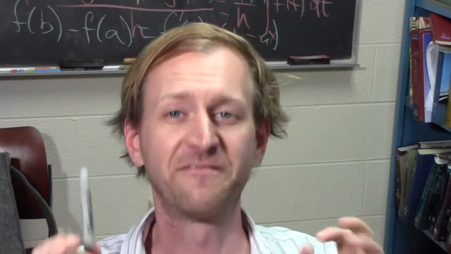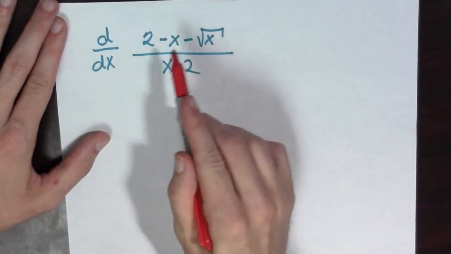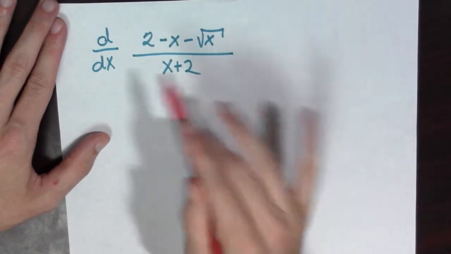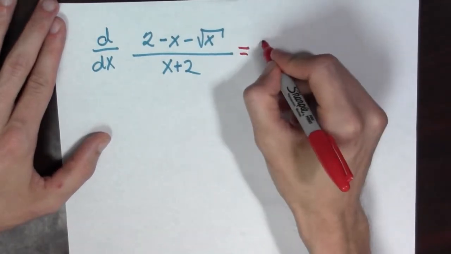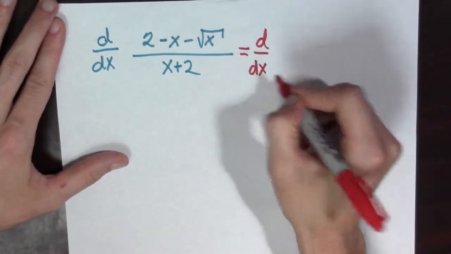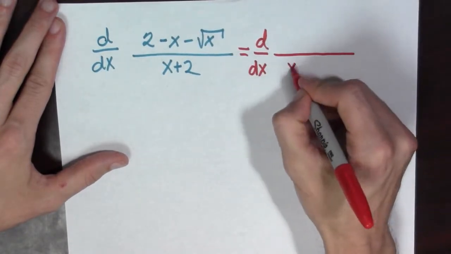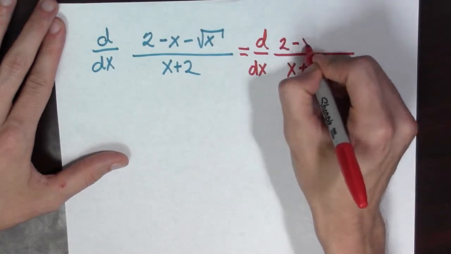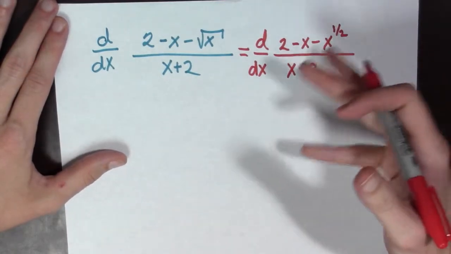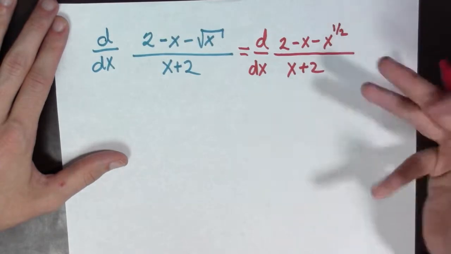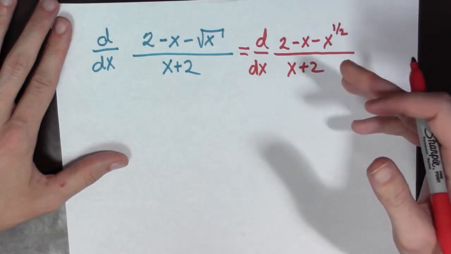Now we're ready for our final example. So now we want to take the derivative with respect to x of 2 minus x minus the square root of x all over x plus 2. The first thing I'm going to do here is rewrite this slightly just to make my life a little bit easier. I'm going to say that we want to take the derivative with respect to x of 2 minus x to the 1/2 over x plus 2. This is going to make taking the derivative of the numerator a lot easier for poor Dr. Snap here.